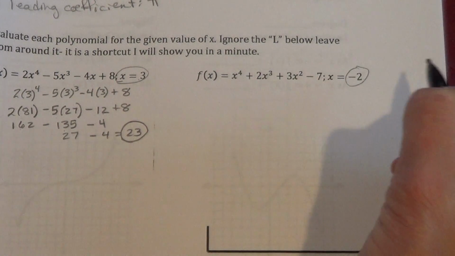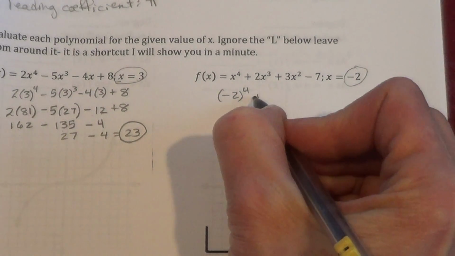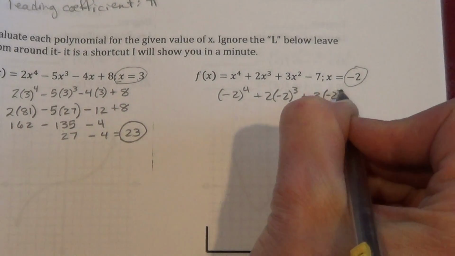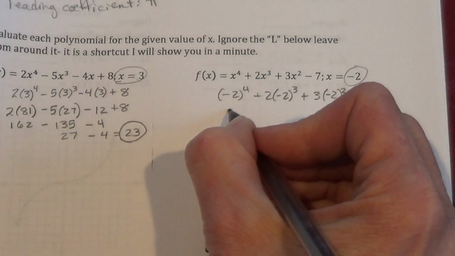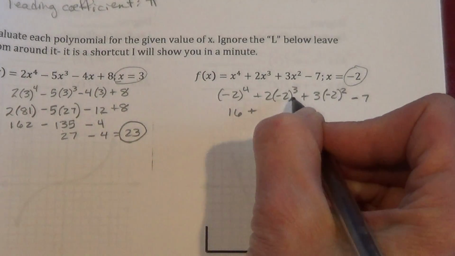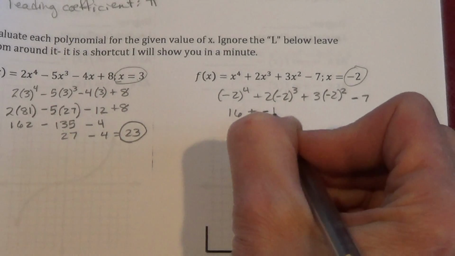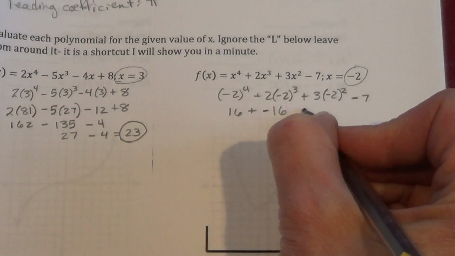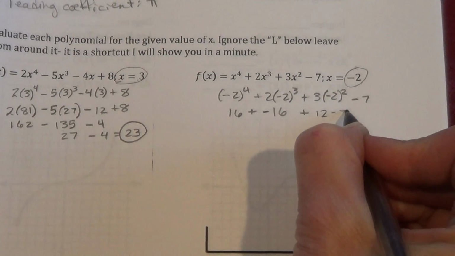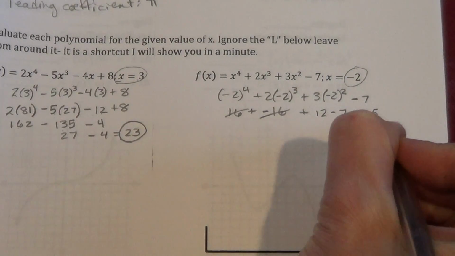Here we plug in -2. Go ahead and pause the video and do that and then come back on and I'll have the answer here. -2 to the 4th plus 2 times -2 cubed plus 3 times -2 squared minus 7. -2 to the 4th would be 16, plus -2 cubed would be -8 times 2 is -16, plus -2 squared is 4 times 3 is 12, minus 7. 16 and 16 wipe out because they're positive and negative, so we have 12 minus 7 equals 5. Okay.